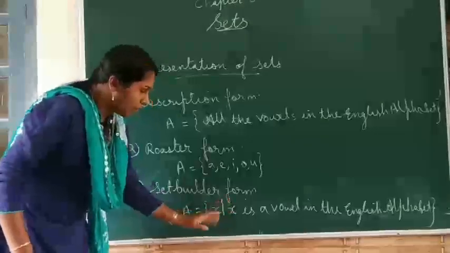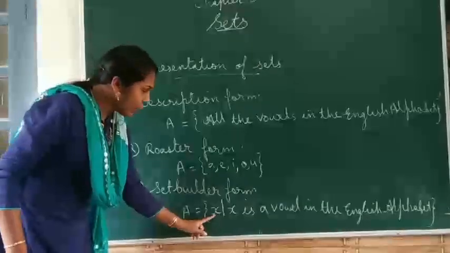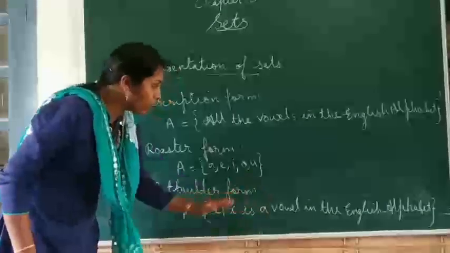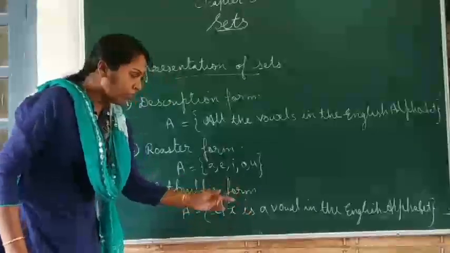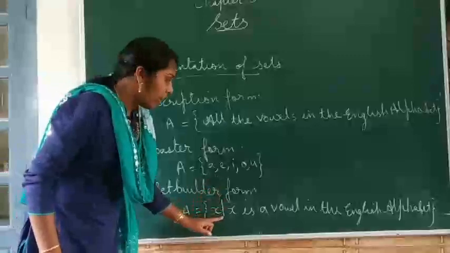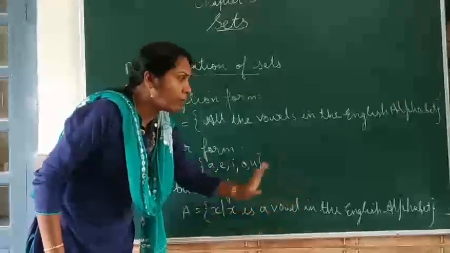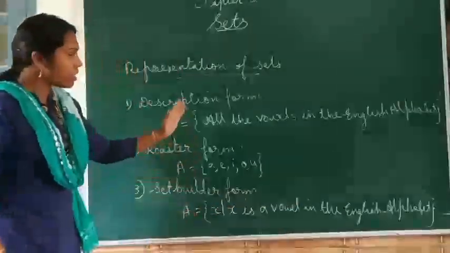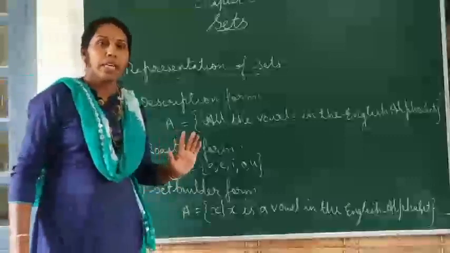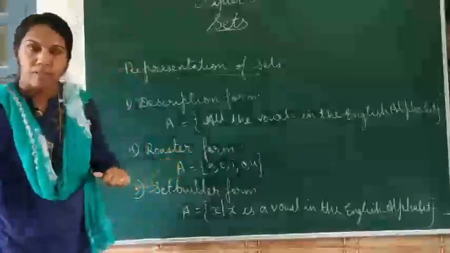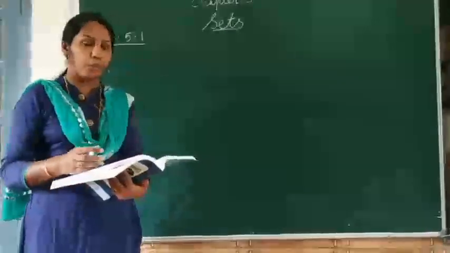such that. Here we can take any variable, set of all x such that x is a vowel, or set of all y such that, like that. We usually take x. x is a vowel in the English alphabet. So in these three methods we can represent sets. Now we can start exercise 5.1.